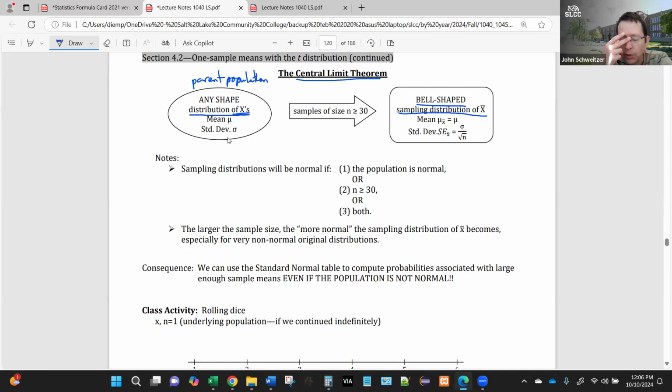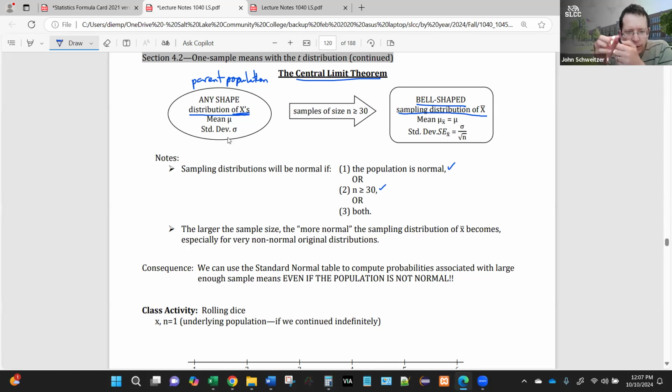If certain conditions are met, then the sampling distribution of x bar will also be bell-shaped, just like the sampling distribution for p hat will be bell-shaped. What are the conditions? Well, either the underlying population is normal or the sample size is large enough. It's actually pretty basic. Either the underlying distribution is already normal or you have a large enough sample. The rule of thumb is 30. In other words, as long as you have a sample size of 30 or more, the sampling distribution will be normally distributed.